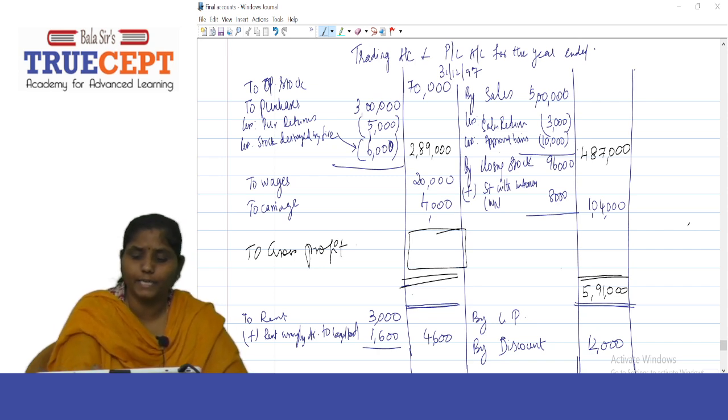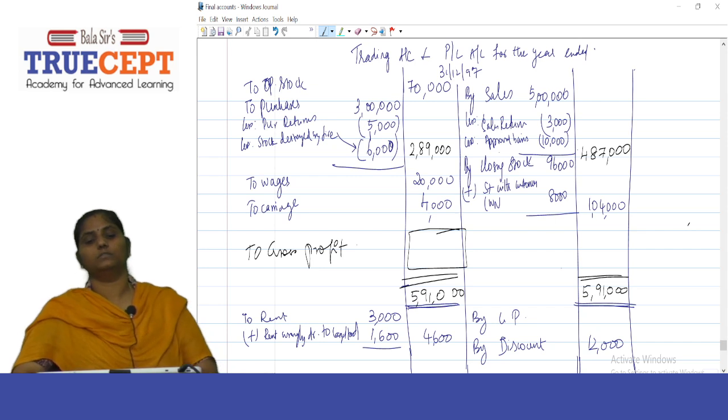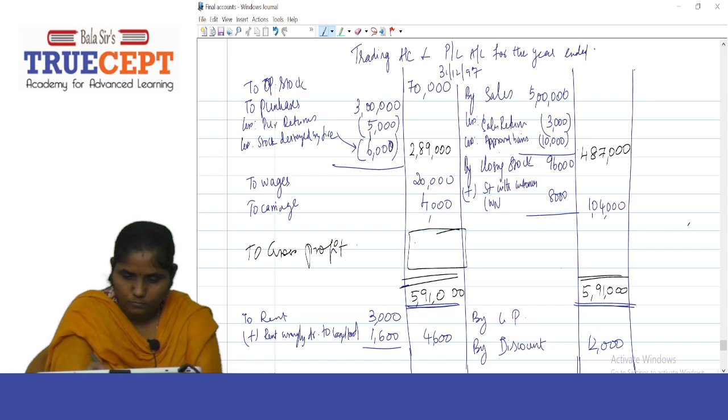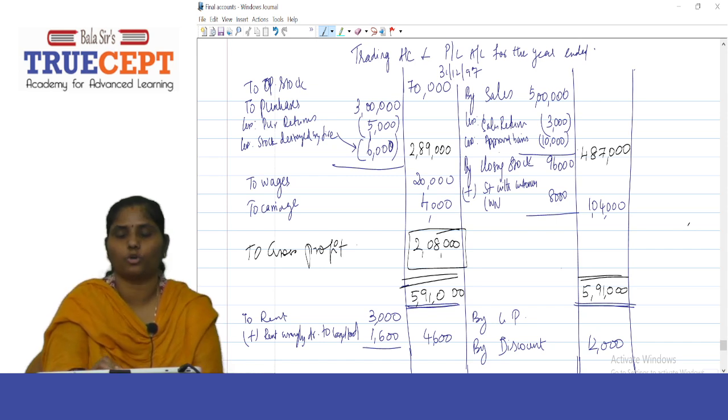5 lakh 91,000 minus 70,000, 2,89,000, 20,000 and 4,000. So how much you get? 2,08,000. So 2,08,000. Okay, that's your gross profit.